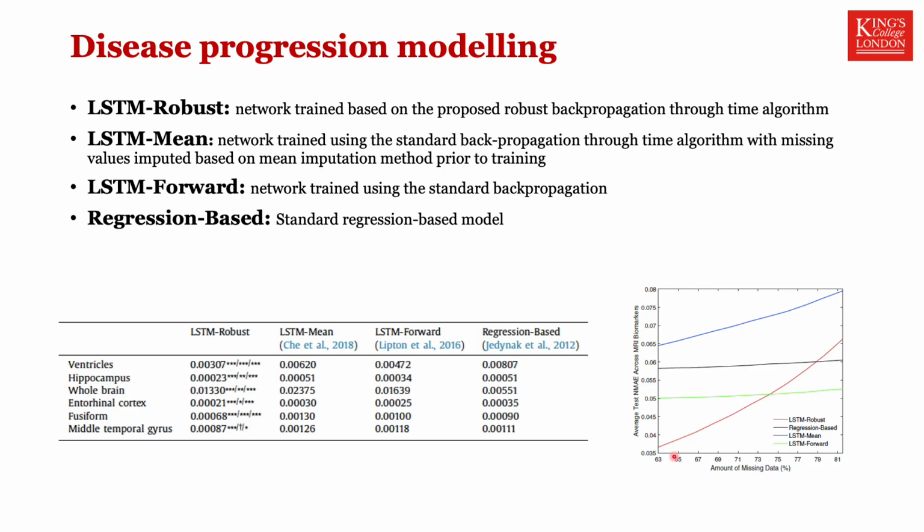For example, here on the x-axis is the amount of missing data, and on the y-axis is the average test validation across the different MRI biomarkers. And you see the LSTM robust method achieves a much better performance, or a much smaller error, for most of the domain, until you cross more than 77% of missing data. So it's incredibly robust to missing data and much more accurate until the very end, when you're reaching the top amount of missing data that you might have in a system like this.